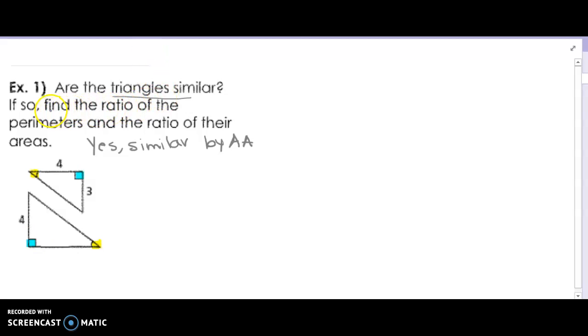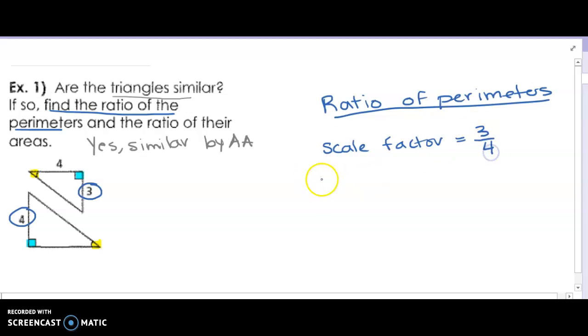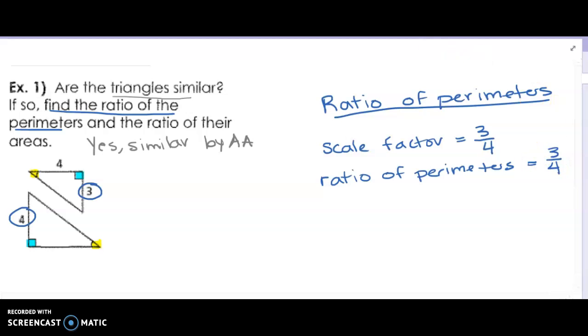But it then says find the ratio of their perimeters. So the ratio of their perimeters is going to be the same as the ratio of the sides, guys. And so these are corresponding sides. First of all, I'm going to say the scale factor is 3 over 4. And therefore, the ratio of the perimeters is the same, so it's also going to be 3 over 4.